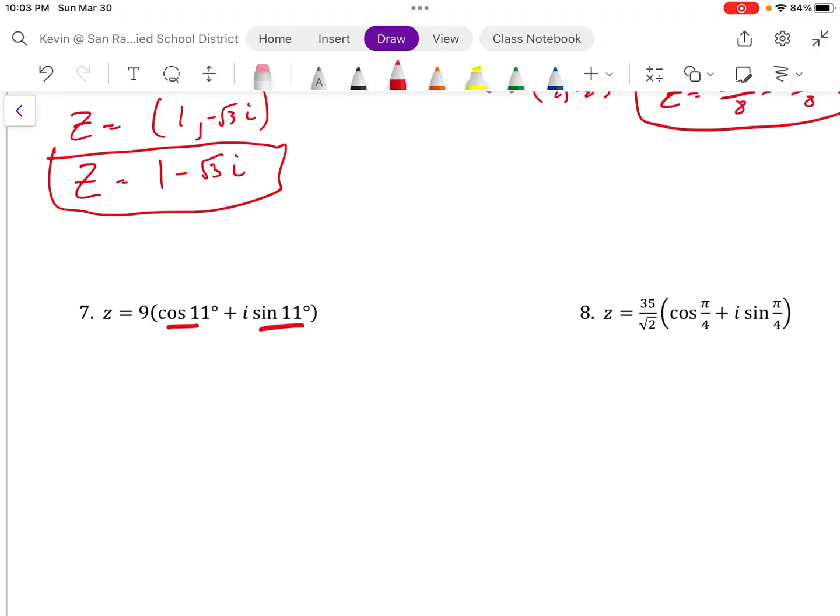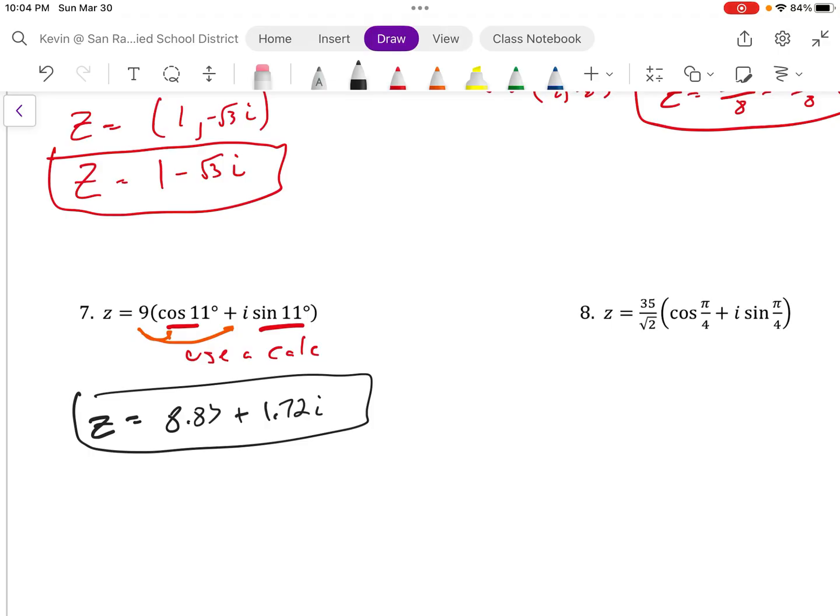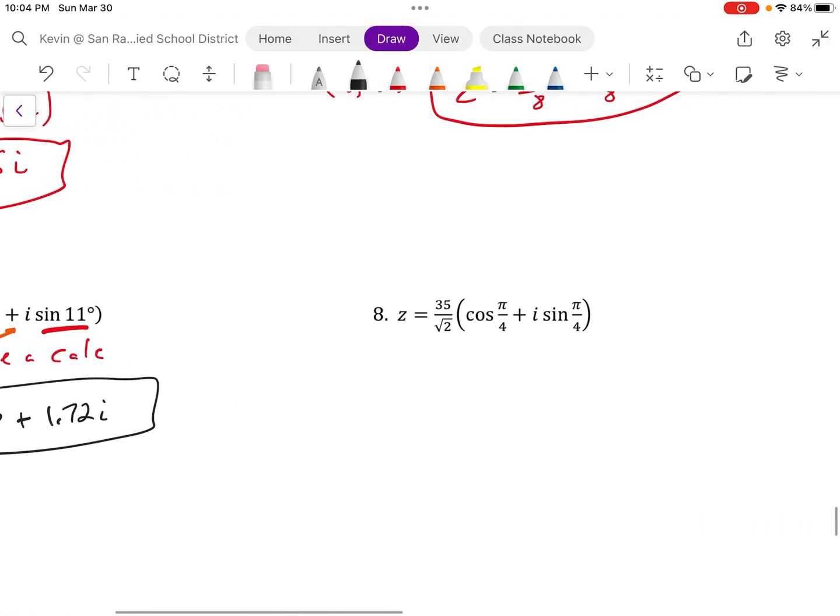Okay. In this case, we have to use a calculator to get these two values, and again we'll get those two values with the calculator. Once you get those values, you're going to multiply the 9 by both of those. So z equals 8.83 plus 7.2i.